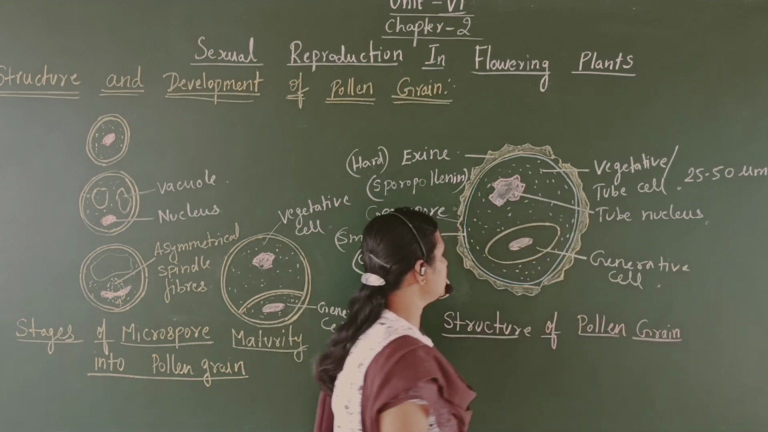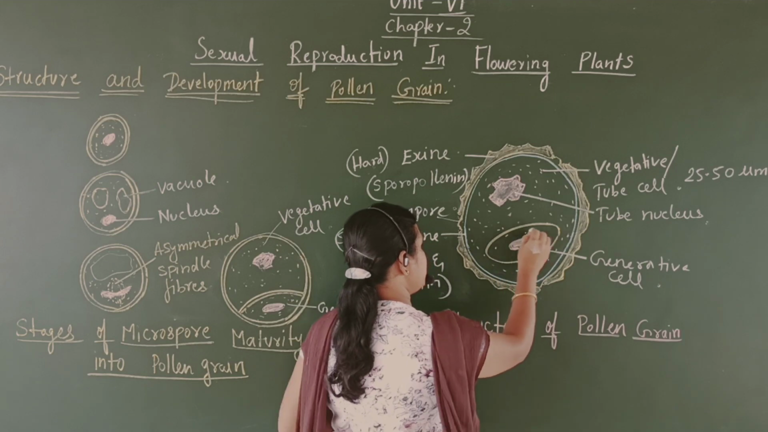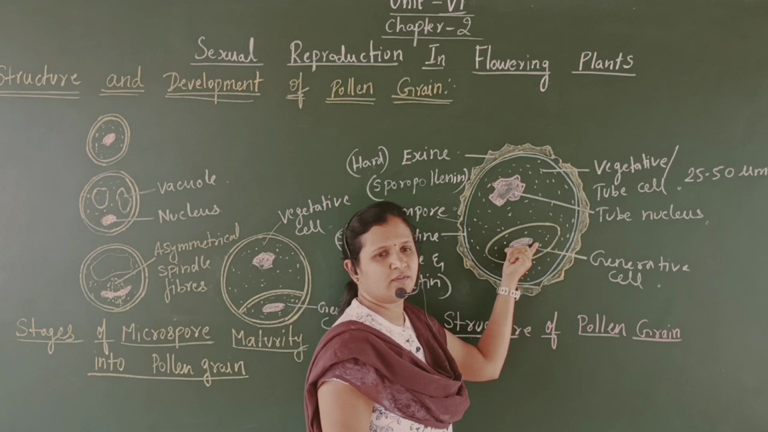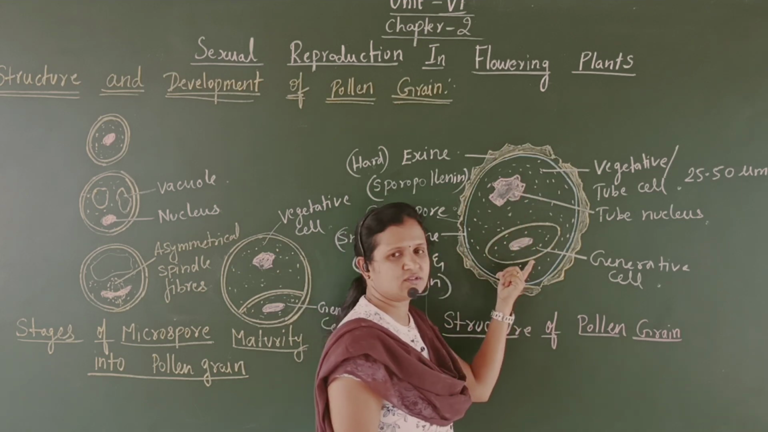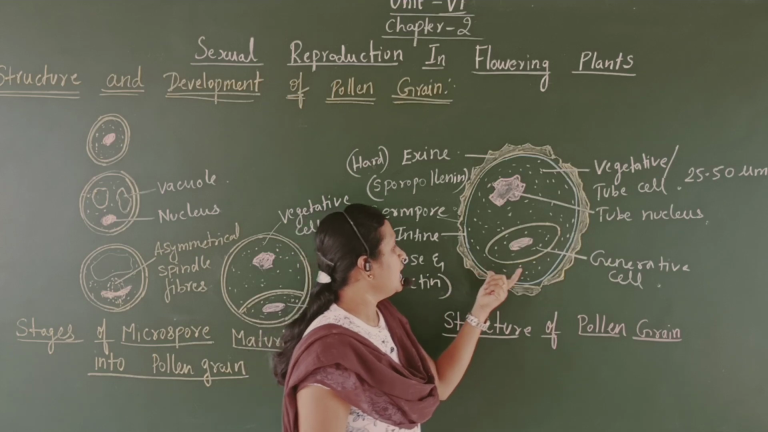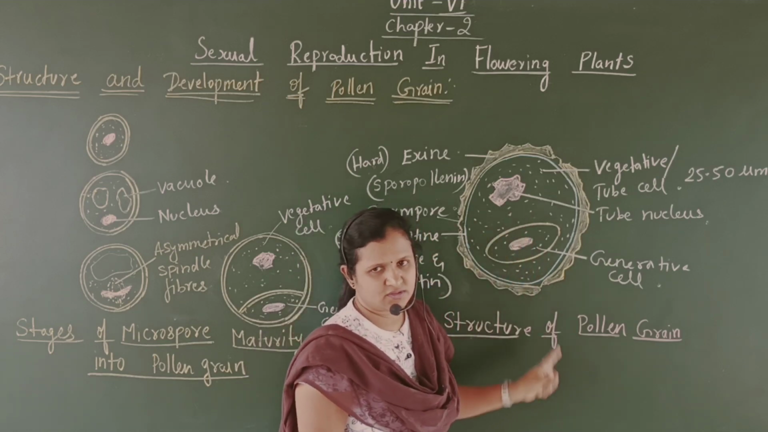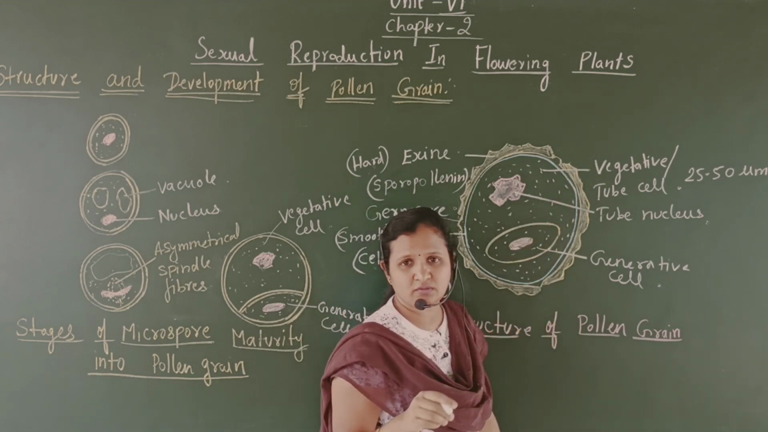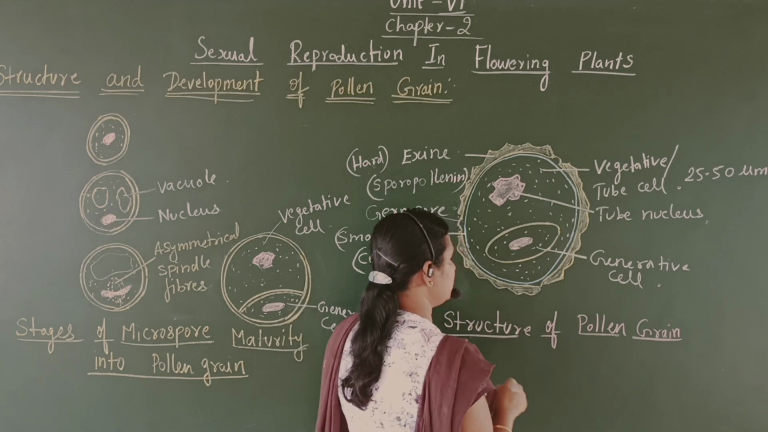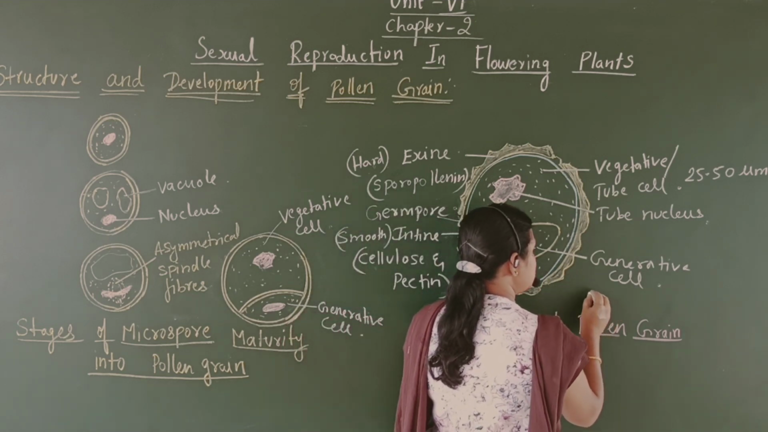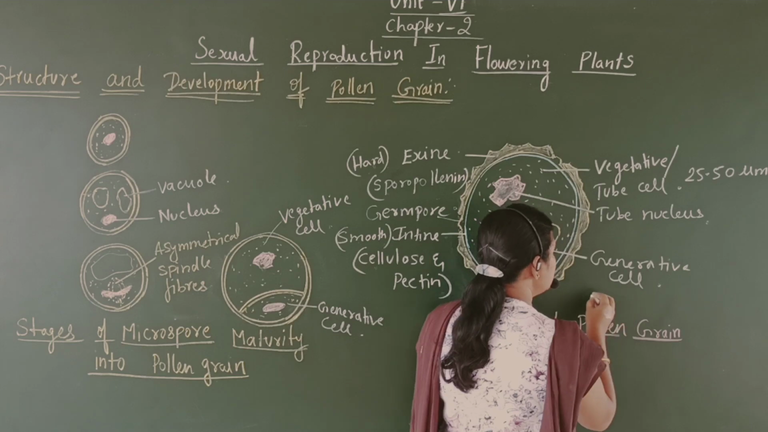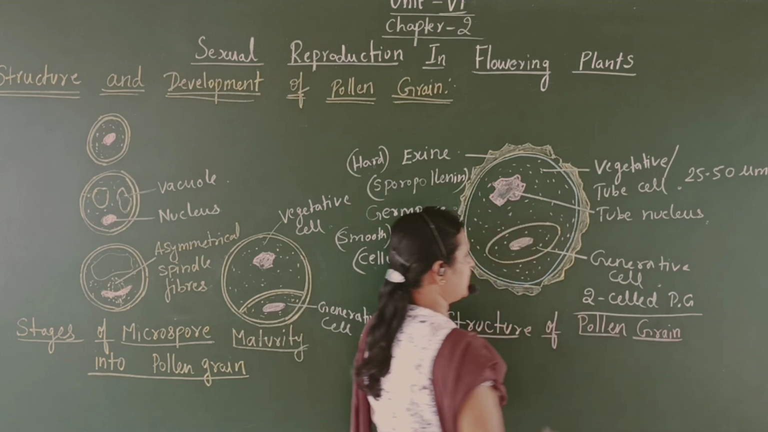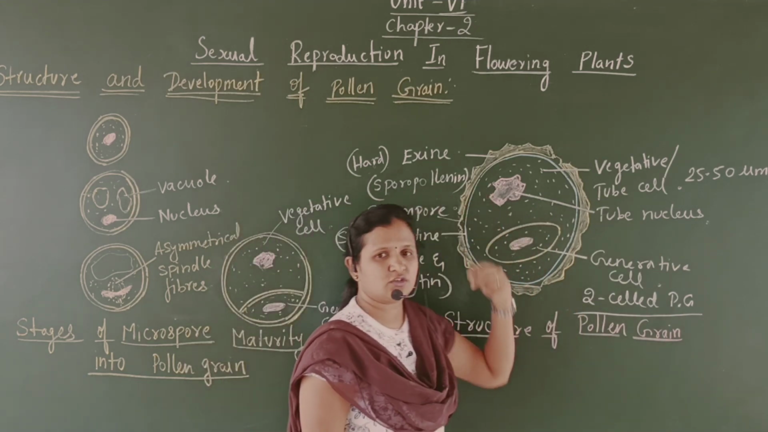Here the nucleus is present in this cell, with a small amount of cytoplasm. The bigger cell is the vegetative cell, and the smaller cell is the generative cell, floating in the vegetative cell. Now how many cells do we have here? We have two cells. Because of that, this condition of the pollen grain is called a two-celled pollen grain, because of the generative cell and the vegetative cell.